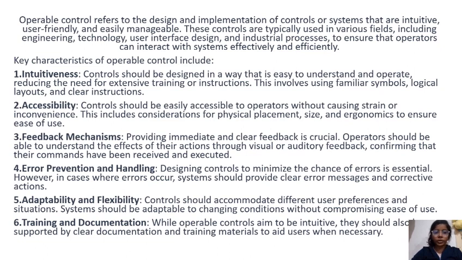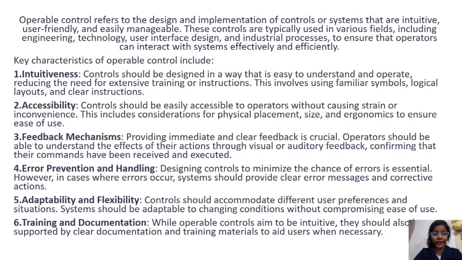Operable control refers to the design and implementation of controls or systems that are interactive, user-friendly, and easily manageable. These controls are typically used in various fields, including engineering, technology, user interface design, and industrial processes, to ensure operators can interact with the system effectively and efficiently. The key characteristics of operable control include interactiveness.